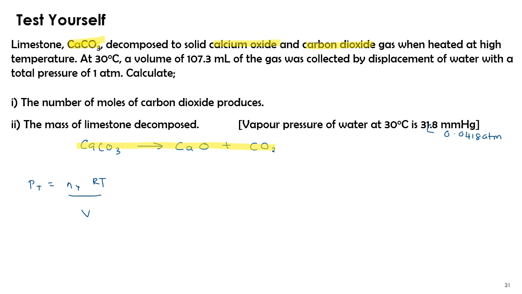Okay, for the next example, CaCO3 will decompose into CaO, calcium oxide, and carbon dioxide gas, CO2 gas, and at 30 degrees Celsius, a volume of 107.3 milliliter of gas was collected by the water displacement method at the total pressure of 1 atm. Calculate the number of moles of carbon dioxide, and then find the mass of the CaCO3 decomposed. So the same steps as the previous question.